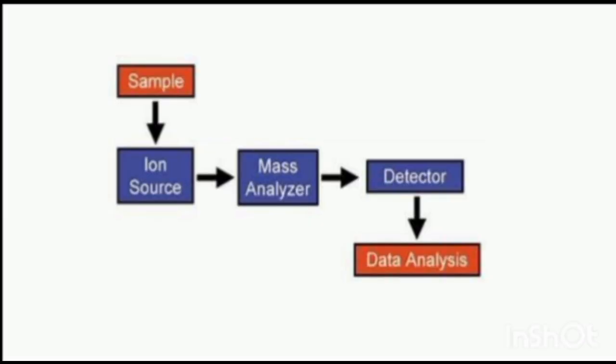This is a simple flowchart for mass spectrometry. First, the sample is introduced into the ion source, and the ion source then passes the ions to the mass analyzer. Mass analyzer helps to separate ions according to their mass to charge ratio, and it leads to the detector. Detector helps to detect the ions and it leads to the signal.